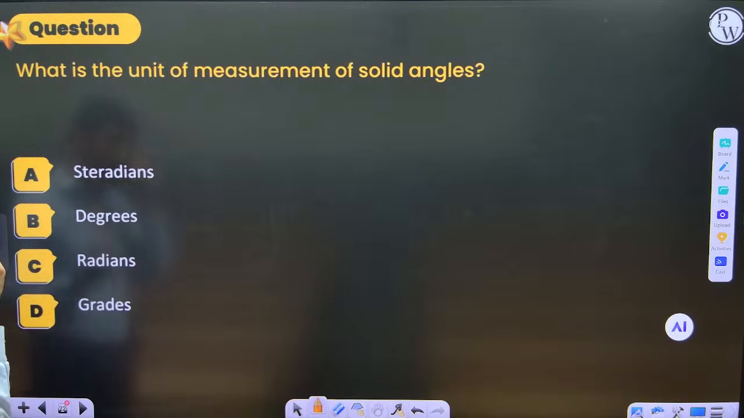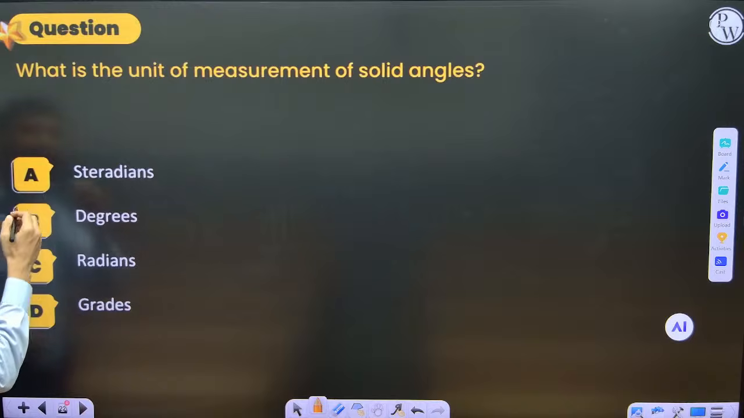Now, which one is the unit of measurement of solid angle? This you have seen already. It's steradian.